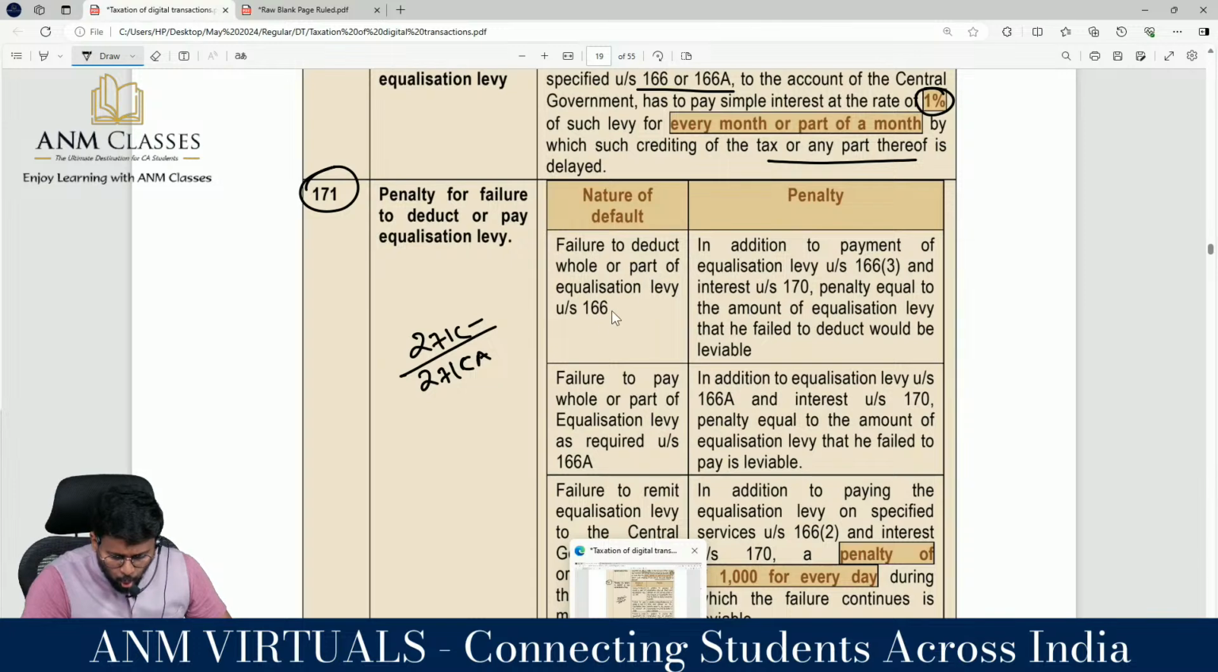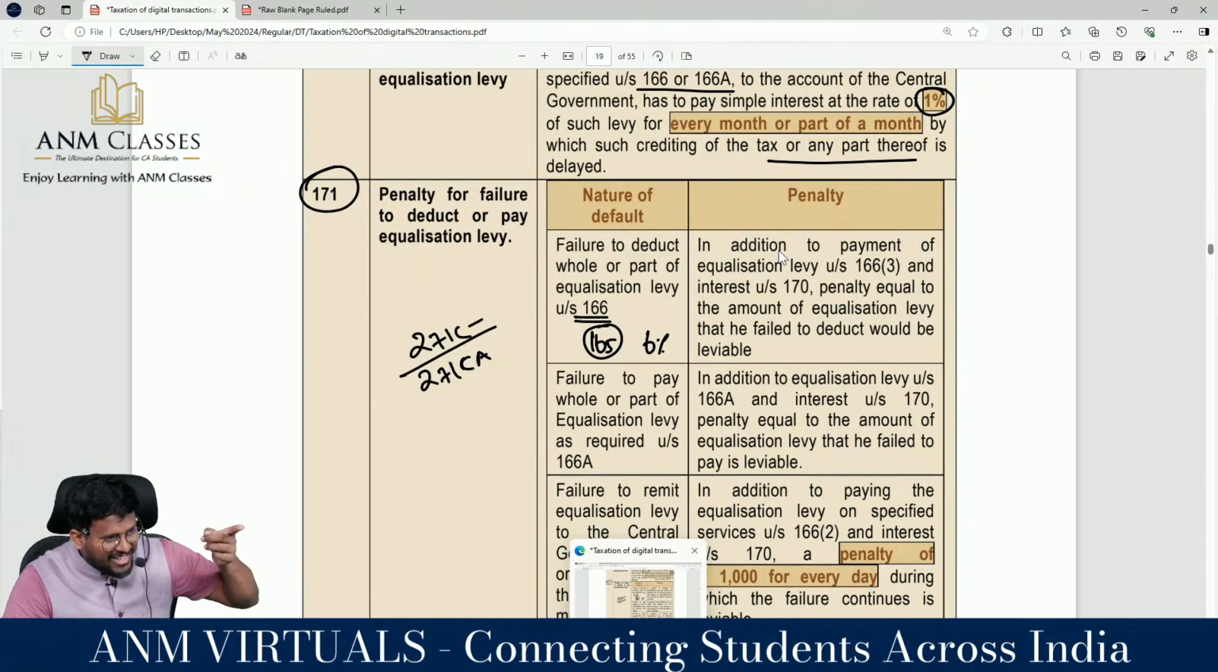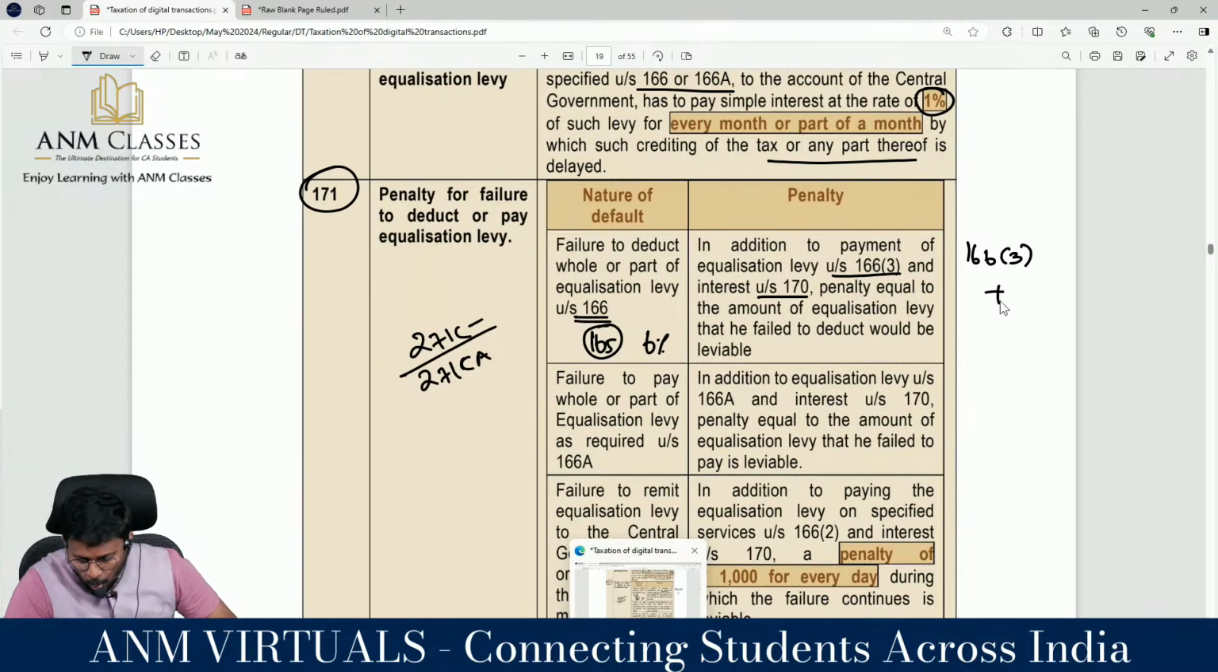Failure to deduct whole or part of equalization levy, under what section? 166 ல எந்த செக்ஷன்? அப்போ 165 ல சொன்ன 6% என்ன பிடிக்கல? In addition to payment of equalization levy under 166 subsection 3, already சொல்லிட்டோம். நீ பிடிக்கலனாலும் உன் பாக்கெட்ல இருந்து எடுத்து கட்டணும். And interest under section what? அப்போ 166 subsection 3 ல உன் பாக்கெட்ல இருந்து எடுத்து கட்டணும், plus 170 ல interest கட்டணும்.